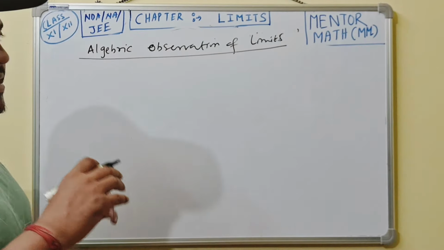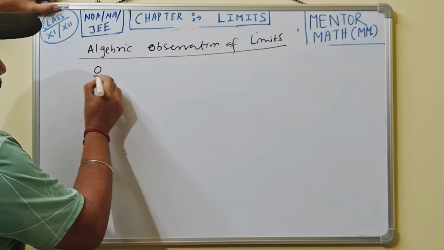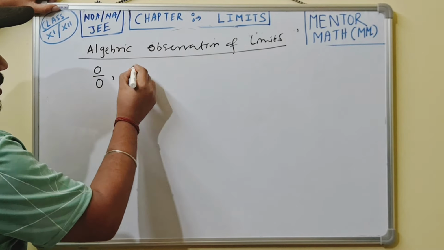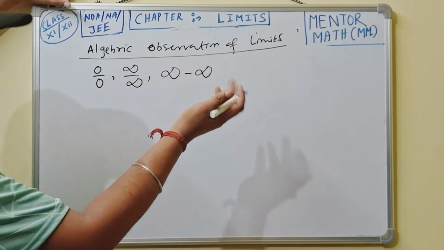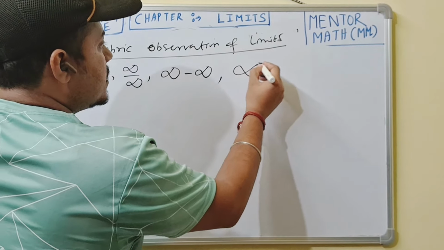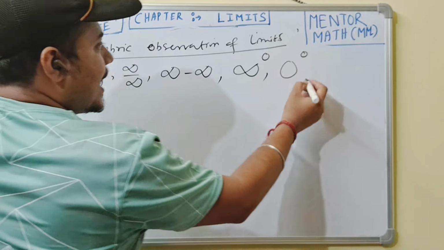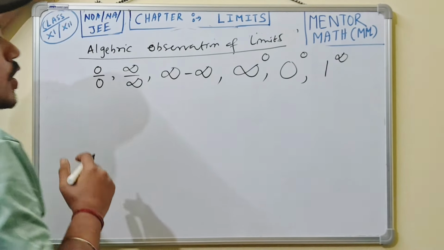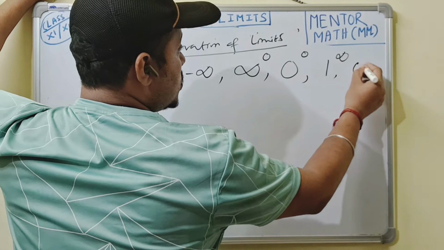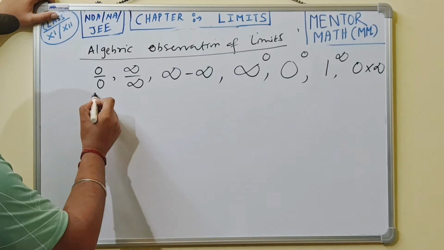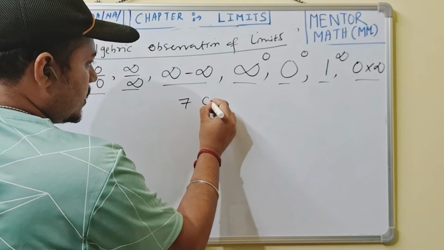Actually there are 7 quantities originally, which you can write this way. One is the 0 by 0 quantity, another is infinity by infinity, another is infinity minus infinity, another is infinity to the power 0, another is 0 to the power 0, another is 1 to the power infinity, and also 0 into infinity. So there are 7 important quantities: 1, 2, 3, 4, 5, 6, 7.